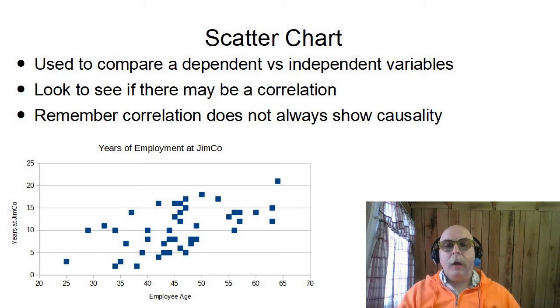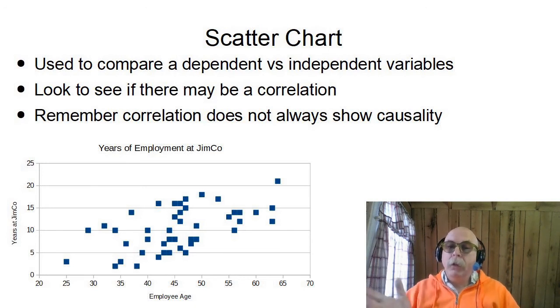The last diagram I want to show is the scatter chart. And a scatter chart is where we have multiple independent variables and dependent variables. And we use it to see if maybe there's a correlation. Remember always that correlation does not show causality in all cases. Just because they're correlated doesn't mean there's a cause.